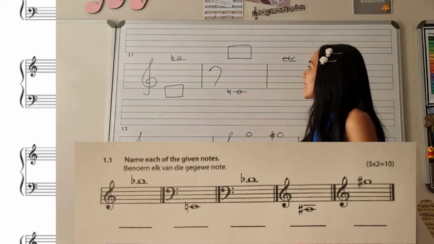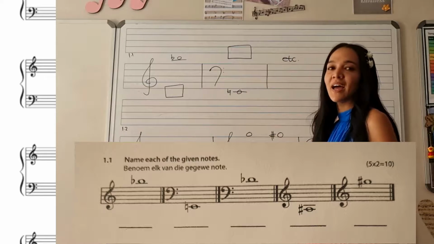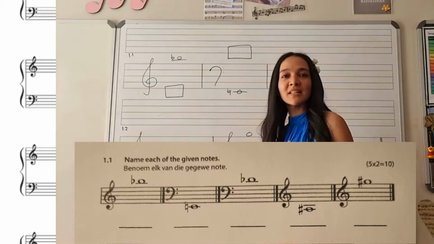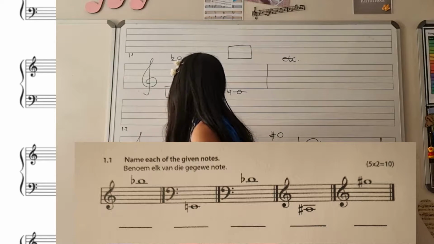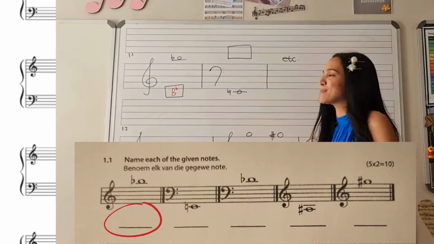So 1.1, the very first one, we have a flat above the ledger line. This is a B flat in the treble clef. So make sure that you're not reading bass clef, but you're reading treble clef. It is a B flat. And I'll go ahead and put the B flat on the line. I've just made a block for myself here, but it is a line on the question paper.